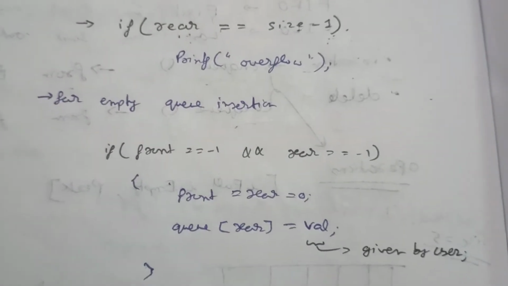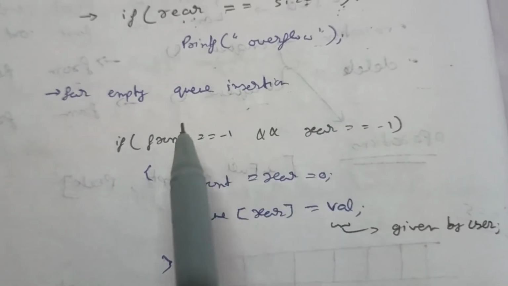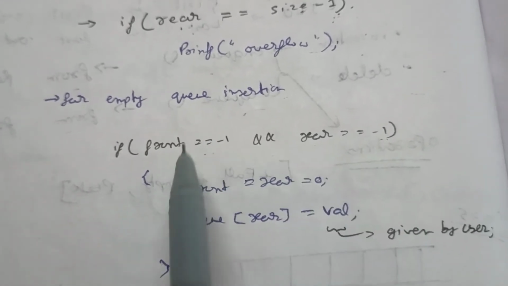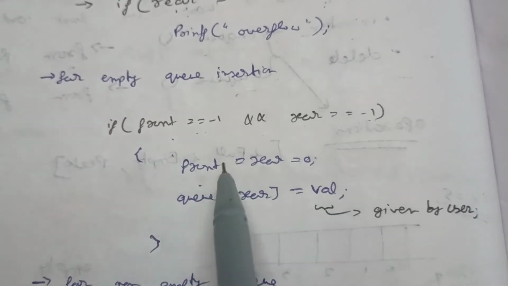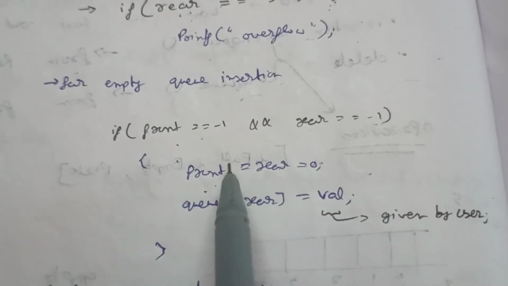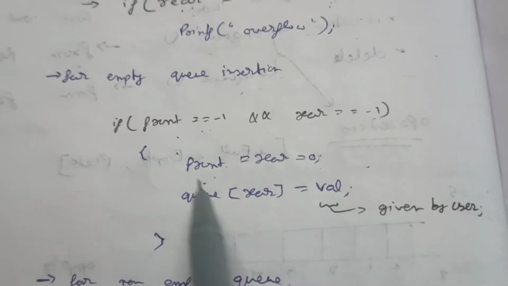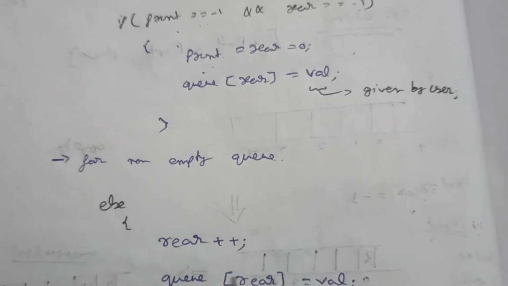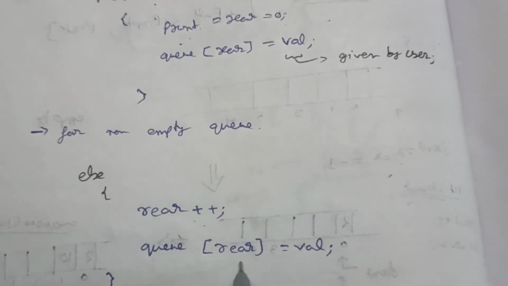Now for an empty queue, how do we insert? How do you know that the queue is empty? When front equals -1 and rear equals -1, both of them are -1, then we know that the queue is empty. So now we make front and rear both 0, and we insert the value at the rear index of the queue. And if the queue is not empty and not full, there are some elements in the queue but there is also space for more, then we just increase the rear by 1, rear plus plus, and we insert the value at the rear index of the queue.